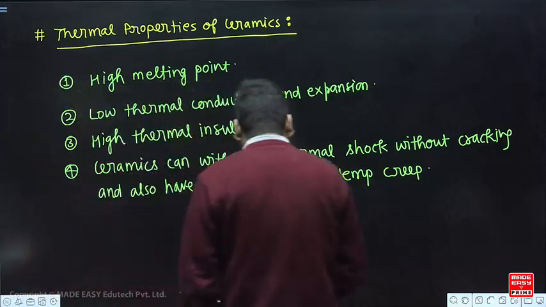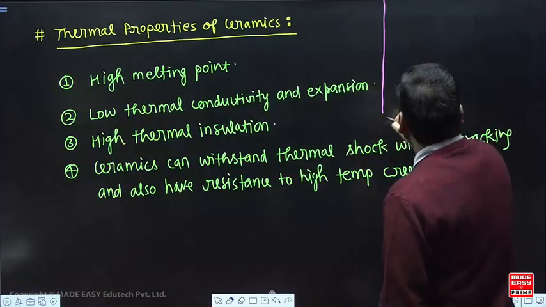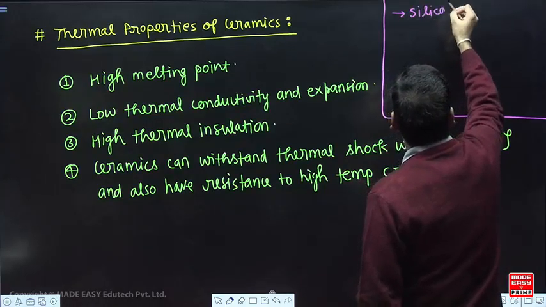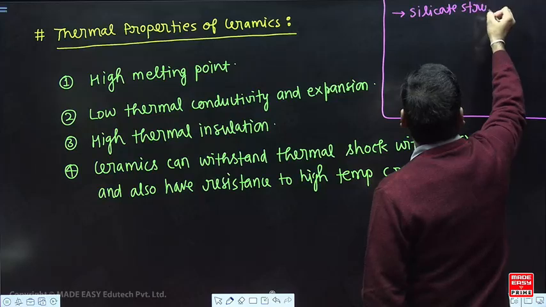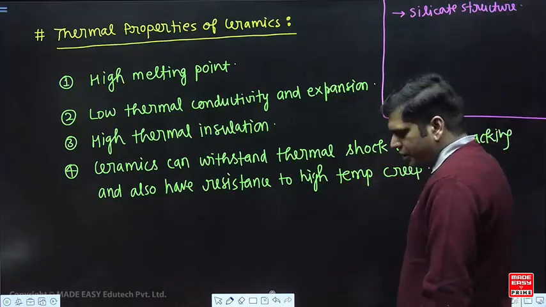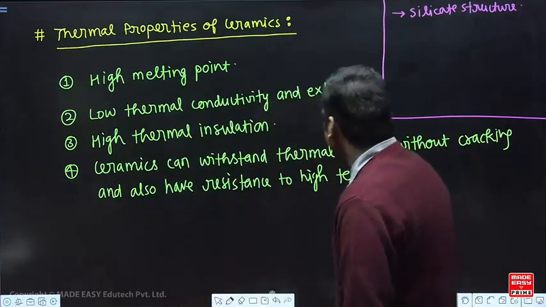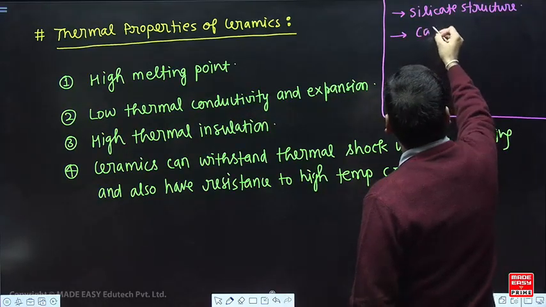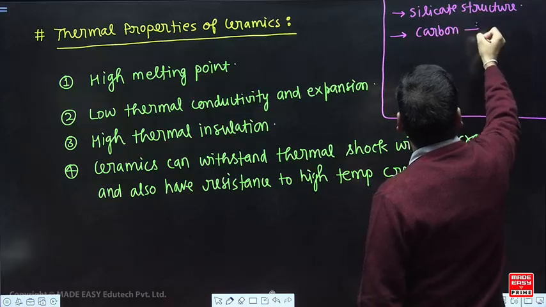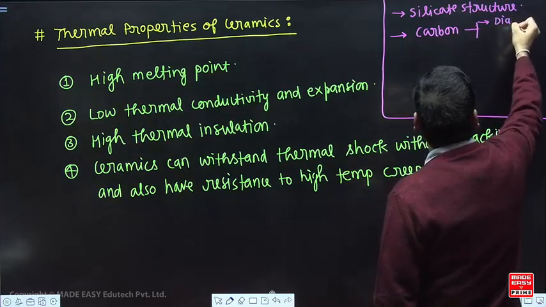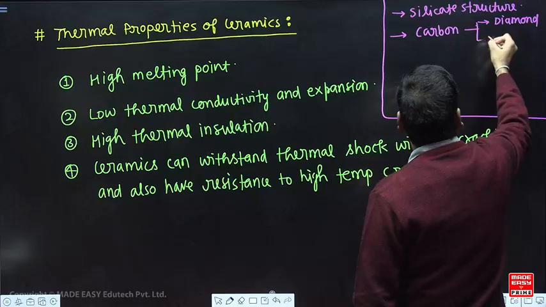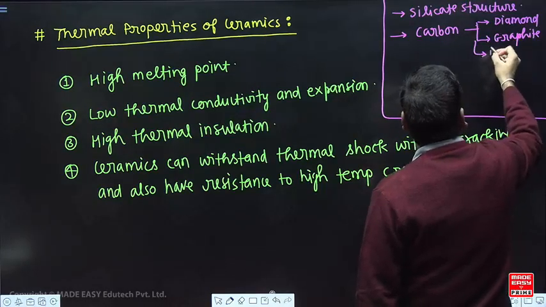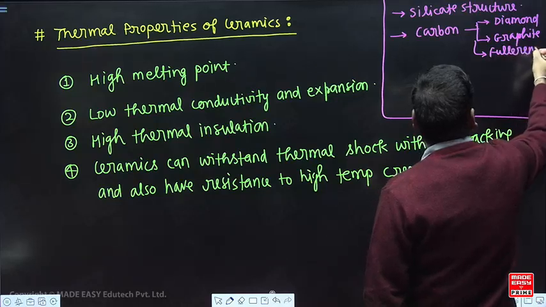Here, few things you have to study from the theory book in this chapter. First is silicate structure, that I have written over there in this chapter. As in the very beginning I told you, in some theoretical topics you have to take the help of the theory book as well. So silicate structure you have to study from there. Then you have to study carbon. Carbon has three allotropes: diamond, graphite and fullerene. This you have to study from the theory book.